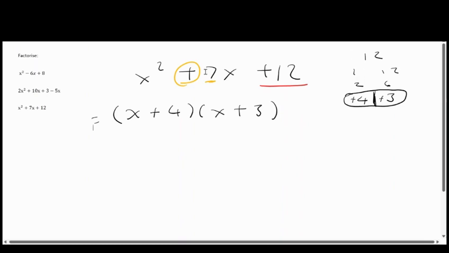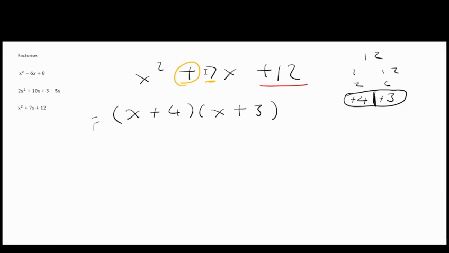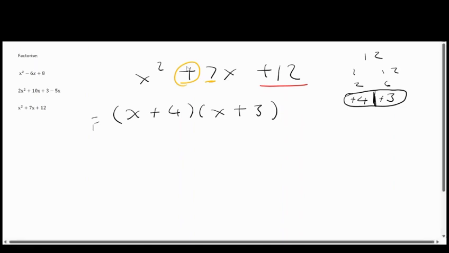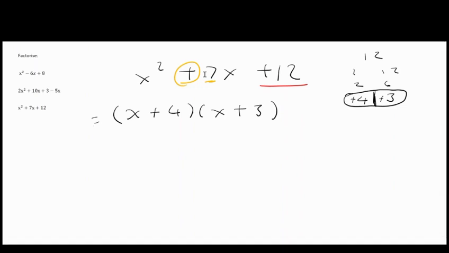And you can also manipulate the signs, right? Depending on what you have in the middle, just to see whether the factors of 12, when you add them together, give you the 7. The factors of this last term, do they give you the middle term when you add them or subtract them? That's what I want you to take away from this video. And that is it for today.